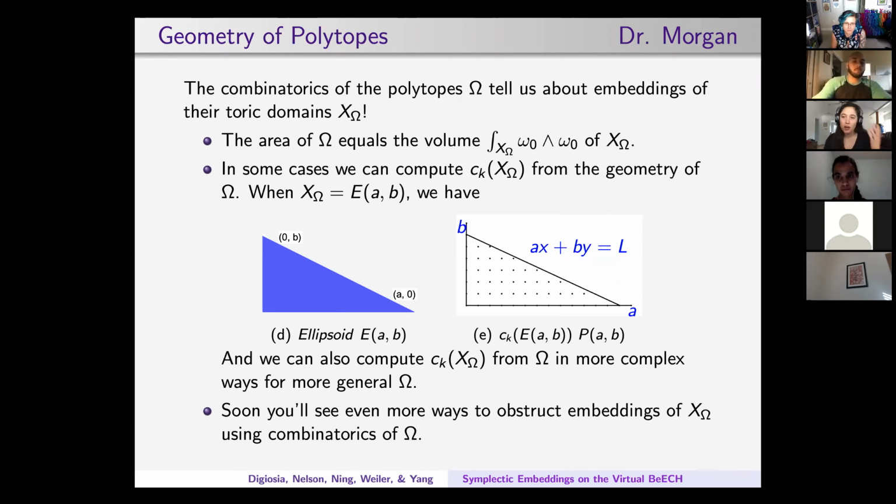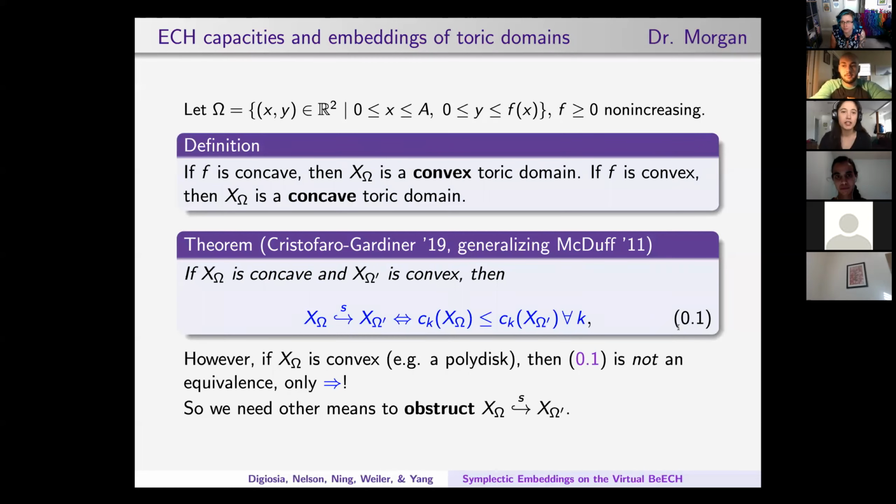So the thing to notice here is that the slope of this line, or this triangle that determines the ECH capacities on the right, looks very similar to the triangle that determines the ellipsoid on the left. So that's a story that continues throughout the subject. You can generally compute the ECH capacities from the polytope omega. And then the rest of our talk will be even more ways to obstruct embeddings of X omega using the combinatorics of omega itself.